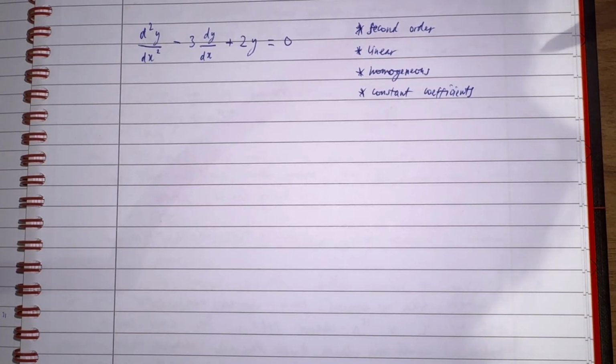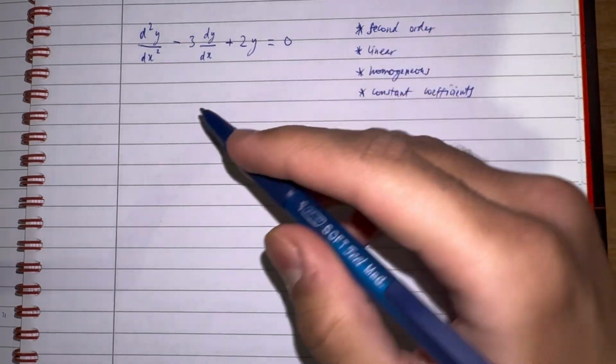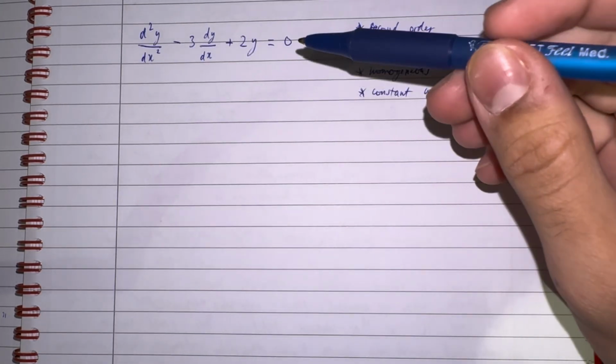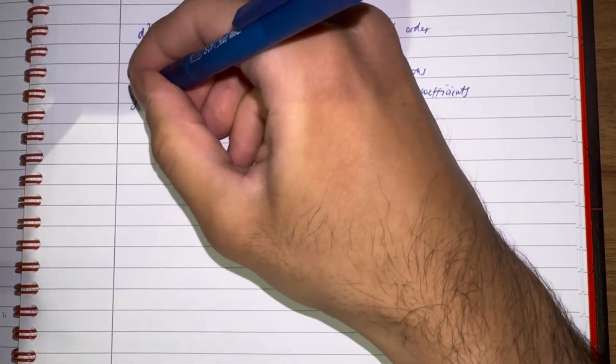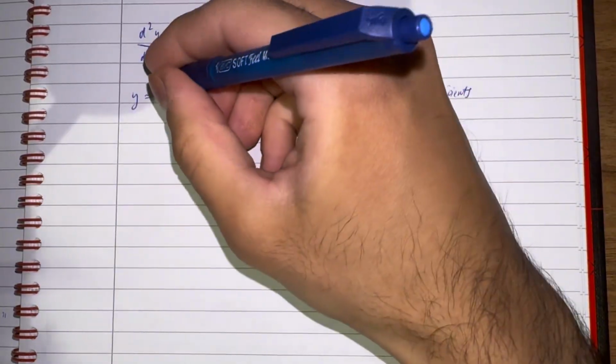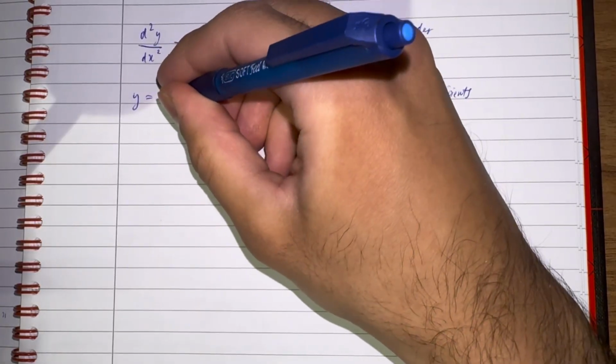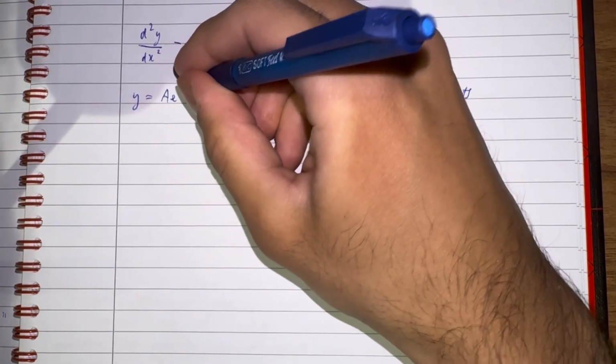Now it might seem tricky at first, but the process is actually quite simple. So we have a linear combination of y and its derivatives. If you think about what function could give us something like that, e to the power of x would be the first one that comes to mind. So we can say that y is some form of e to the x, so a constant times e to the power of another constant times x.